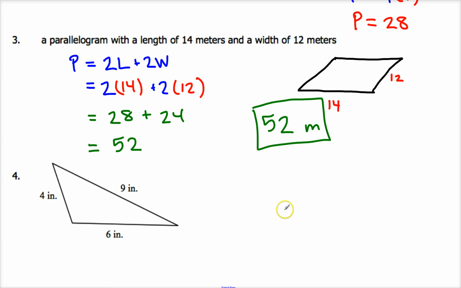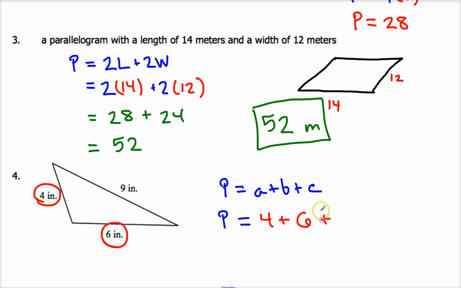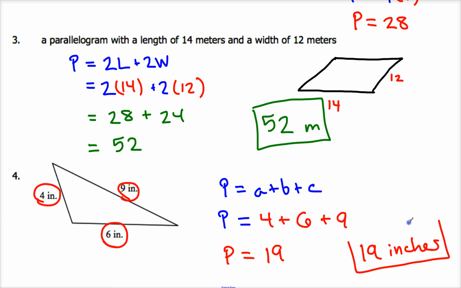Lastly, number 4, we have the perimeter of a triangle. For triangles, we just add up all of the sides: side A plus side B plus side C. So for this problem, one side we know is 4 inches, another side is 6 inches, and another side is 9 inches. So our perimeter will be 19, so 19 inches for this triangle.